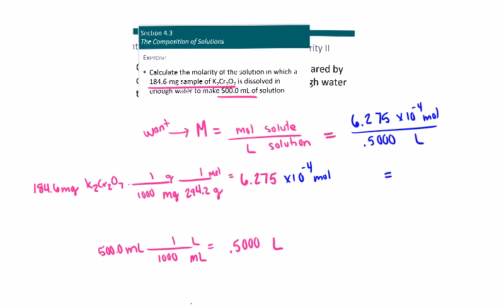Both values have 4 sig figs. And so that gives me 0.001255 molar. If you wanted to put this in scientific notation, 1.255 times 10 to the negative third molar.